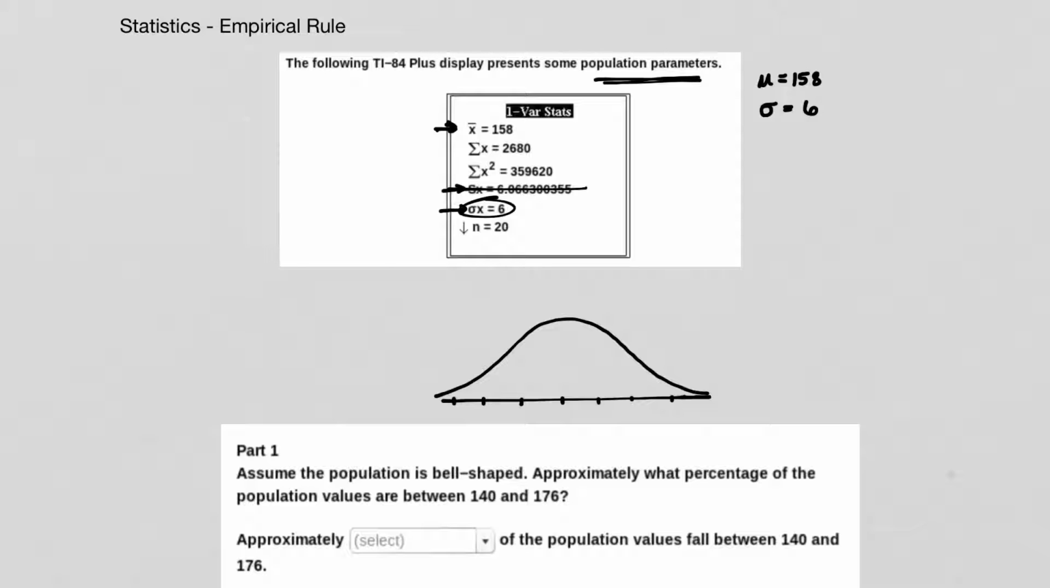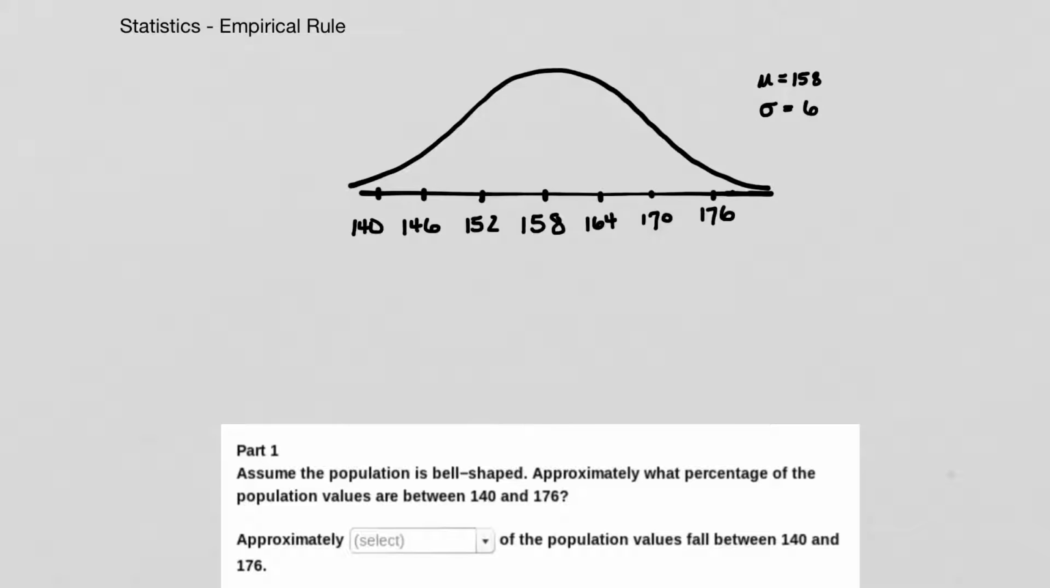So the mean is 158. And I've labeled the mean in the center, and then I took 6, which was the standard deviation. I added it 3 times to the 158 to get 164, 170, and 176. And then I subtracted it 3 times. So the first time I got 152, 146, and then 140.